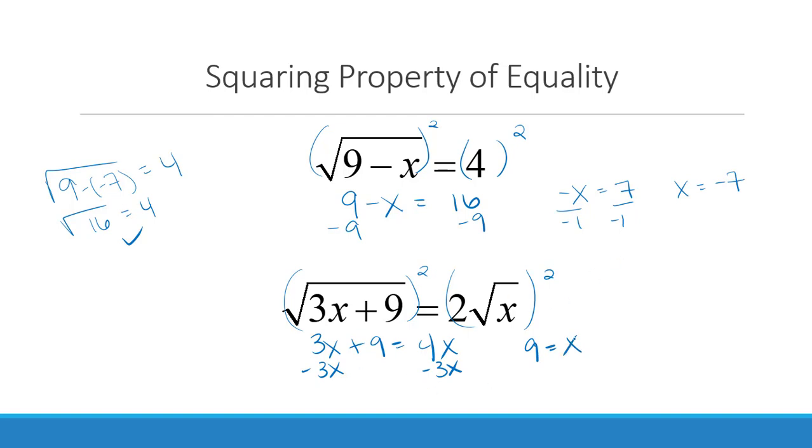We do want to check our answer here in this case. So the square root of 3 times 9 plus 9, is that equal to 2 times the square root of 9? Well, this is the square root of 27 plus 9, which is 36, is equal to 2 times the square root of 9, which would be 2 times 3. So 6 does equal 6, so that one does check out.